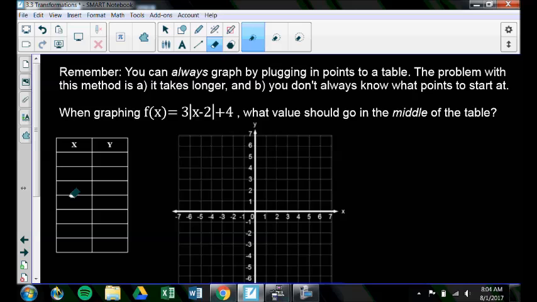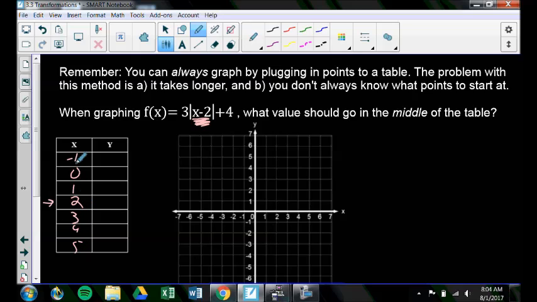What you always want to do is think about, what should I plug into the middle of the table? What should I plug in here to make this equal 0? Just that little piece, and that's 2. And I can plug in numbers above it and numbers below it, and then plug in the points. So I plug in a 2. 2 minus 2 is 0. The absolute value of 0 is 0. Times 3 is 0. Plus 4 is 4.